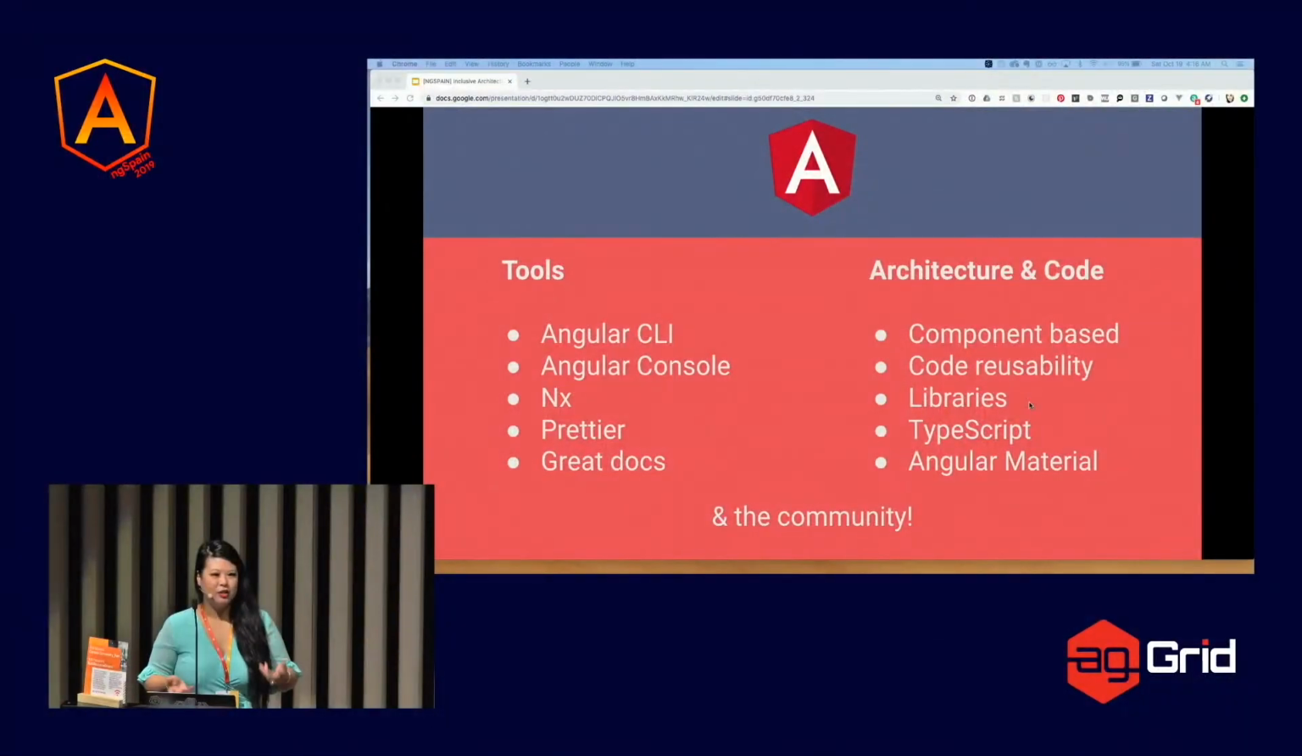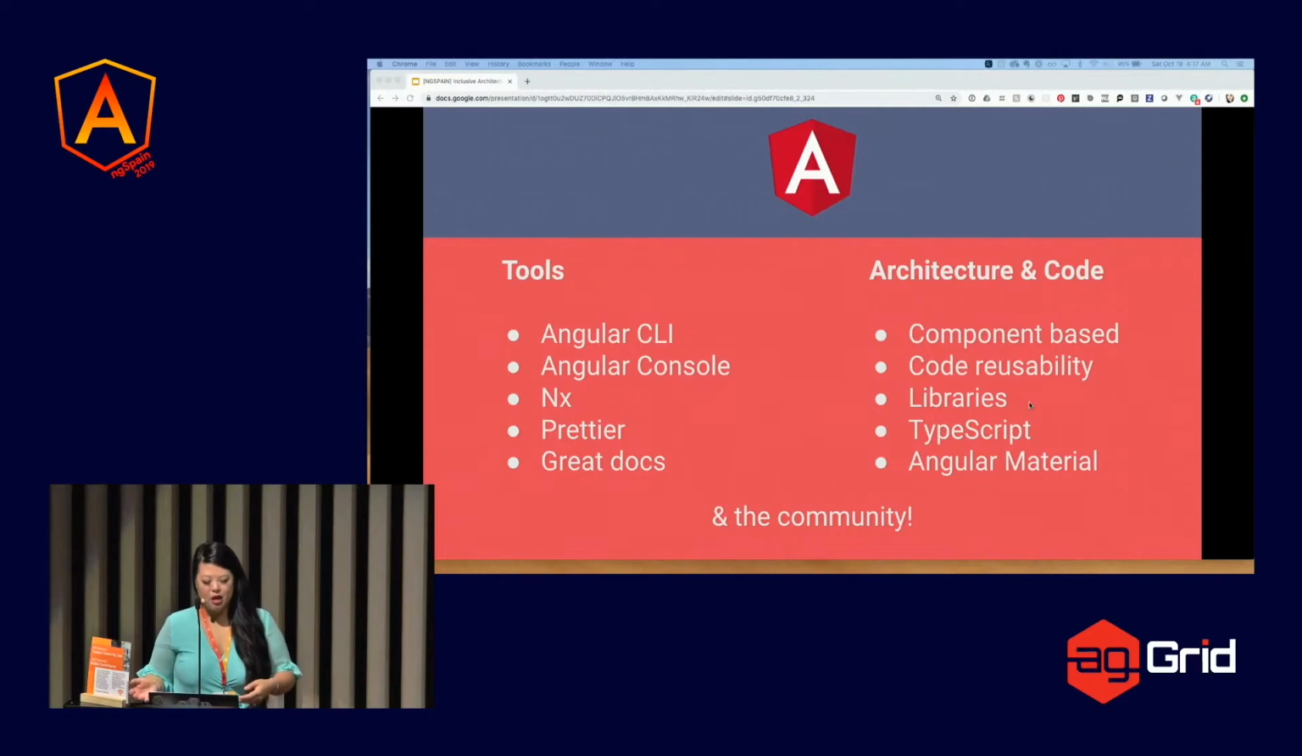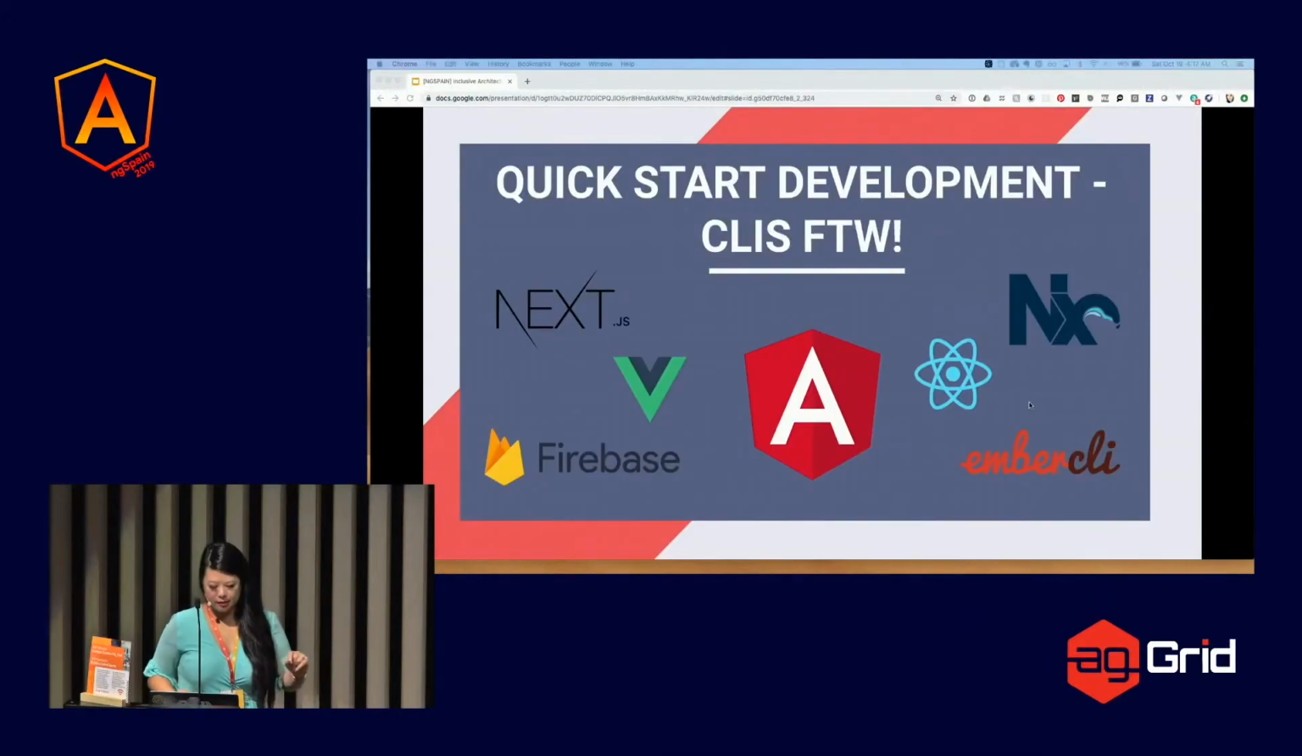Also, we have so many amazing external tools like NX, Prettier, great documentation. Even the architecture and the code base can help out in that way. Because there's a component-based architecture, there's much more ability for code reusability. Also, libraries like NgRx and RxJS, of course, that help with state management. Also, TypeScript, which basically saves you from yourself. And Angular Material, which helps you make beautiful sites. And again, even if you know that maybe Angular is the right choice, using something like the CLI, if you've seen the world, I mean, there's a CLI for everything these days, right? That's why it's so awesome.